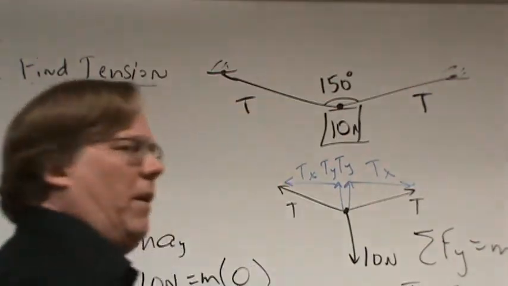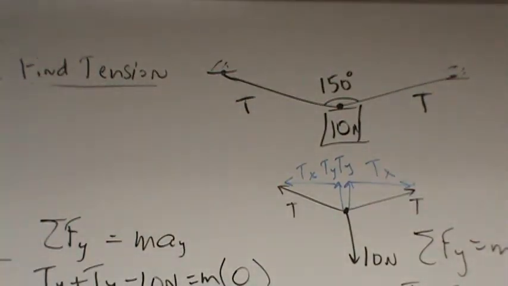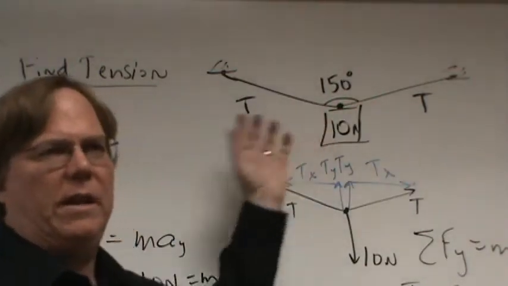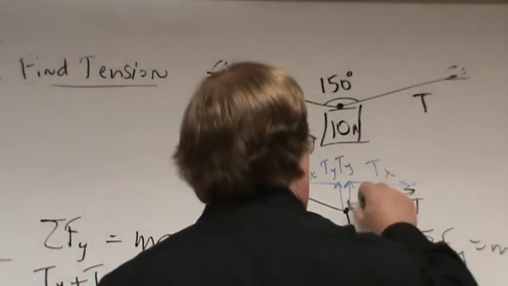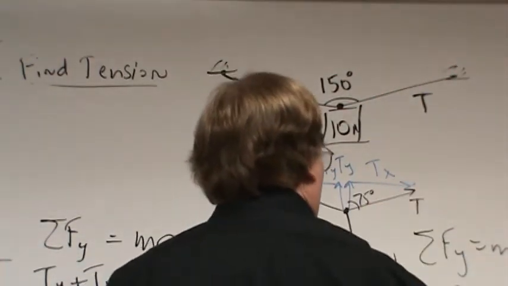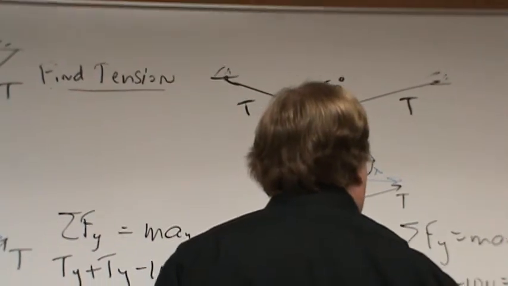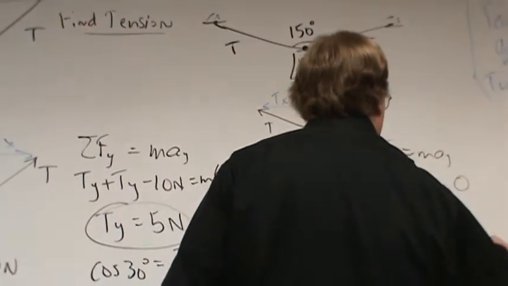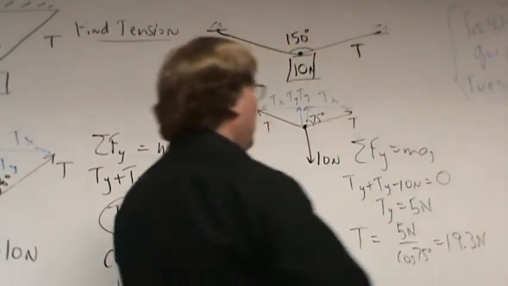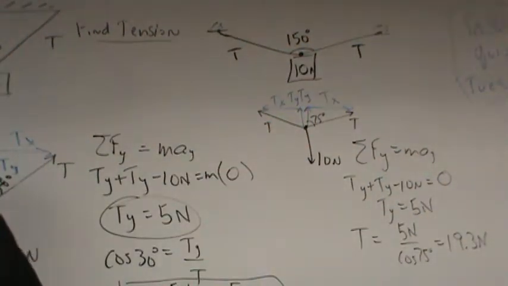And of course, no one is surprised by the fact that no matter what the angle is, if it's symmetrical, then the Y component of each one of these tensions is going to have to be 5 newtons. It's just because this angle is bigger, a 75-degree angle, your T ends up being 5 newtons divided by the cosine of 75 degrees, which is equal to 19.3. Tell me, as that angle gets bigger and bigger, what's going to happen to the tension?